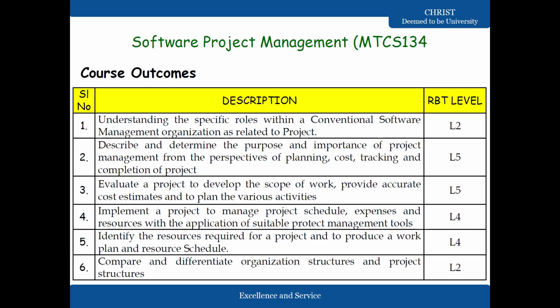Now when it comes to the course outcomes, after learning the concepts of this course, what's the main goal or the output which you're going to get? So we have this table which consists of the serial number, description, and RBT level. Basically, we have different levels for different descriptions, and there are 6 different descriptions, and their levels are given here.